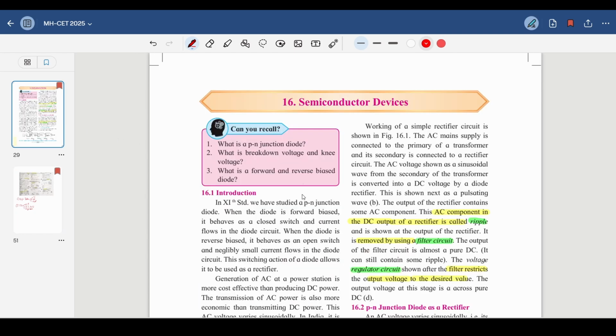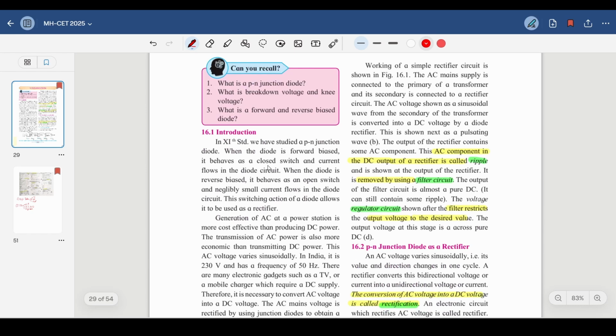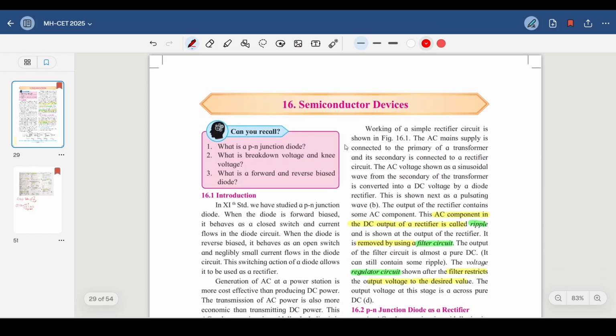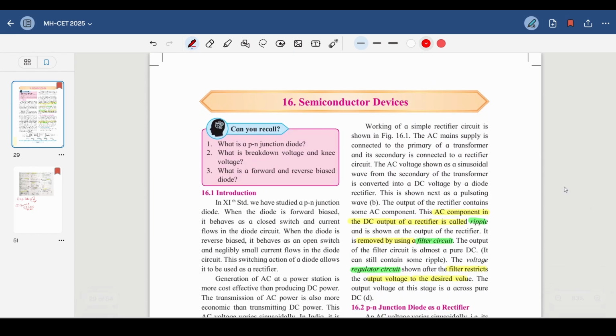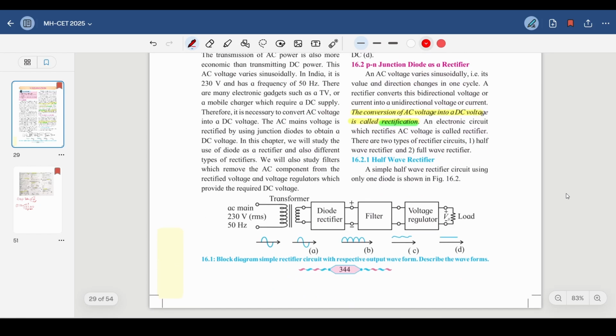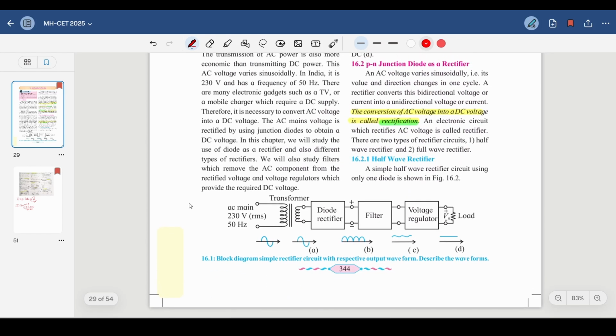Okay. So this is the textbook. Now I will show you how you skim through the textbook, right? Okay. So as you can see, we are studying about the semiconductors, and this is the first topic, that is nothing but the rectifiers. So this is the block diagram that you have already studied in your 11th standard.